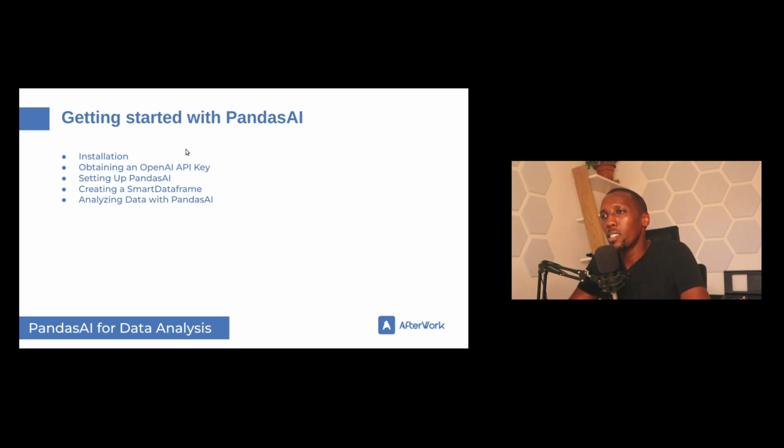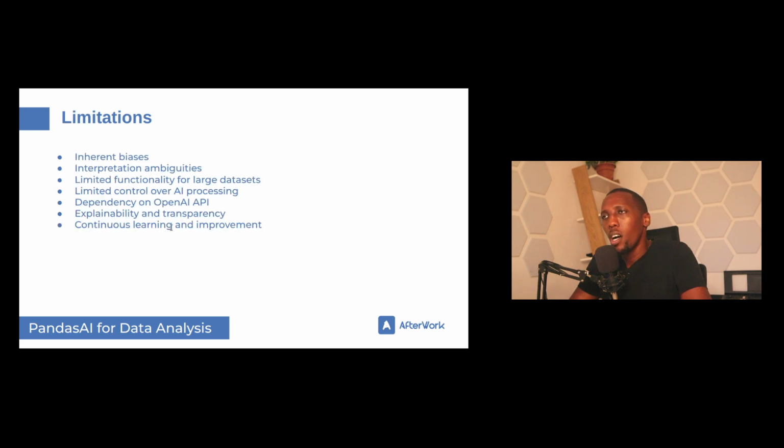These are just some steps that you would undertake when working with Pandas AI. You install the library, then you obtain an API key from different large language model providers or generative AI model providers such as OpenAI. Then you set up Pandas AI, like importing the functions that allow you to create what is called a smart data frame, and also setting up some configuration information. Then you create a smart data frame. Then you analyze your data with Pandas AI. That's what we're going to be using.